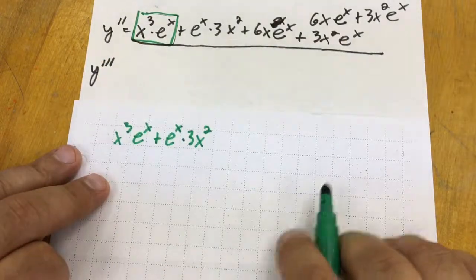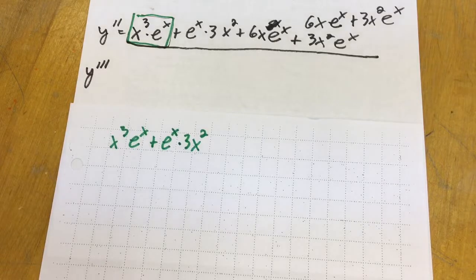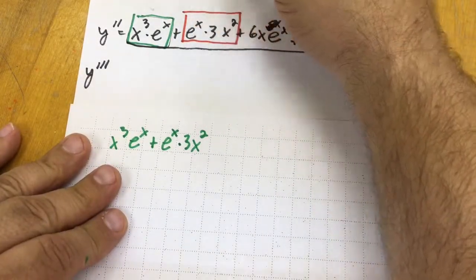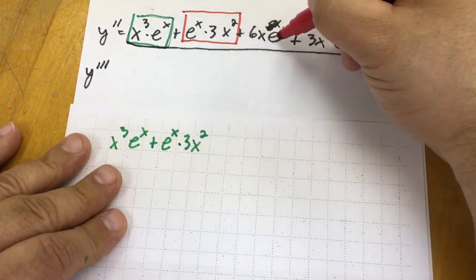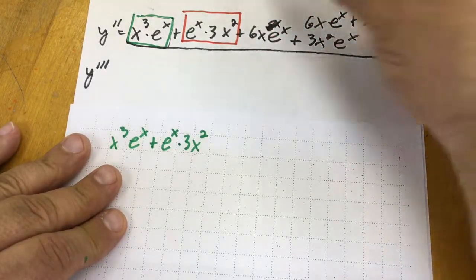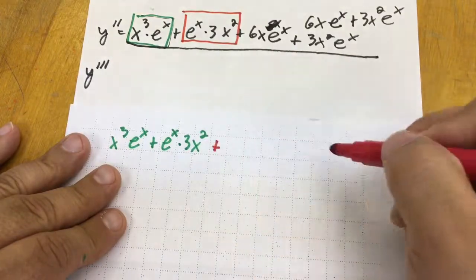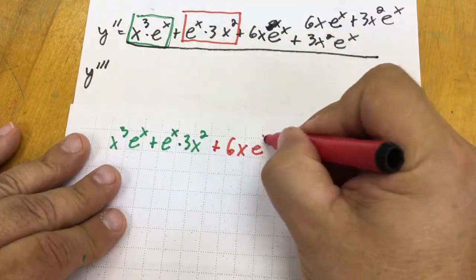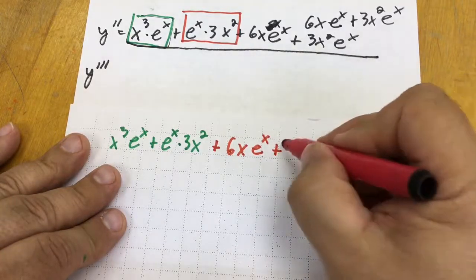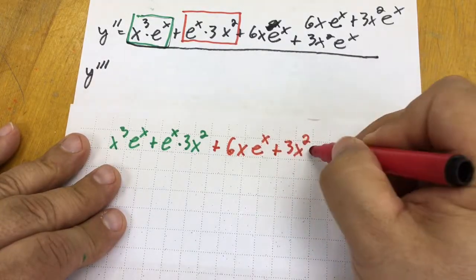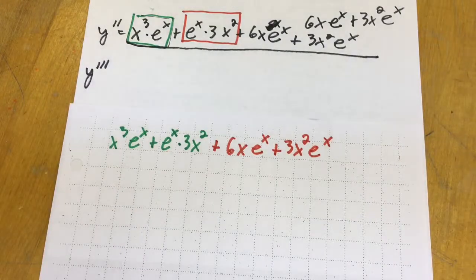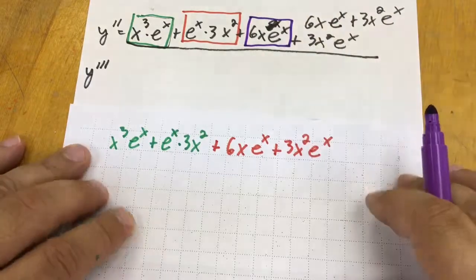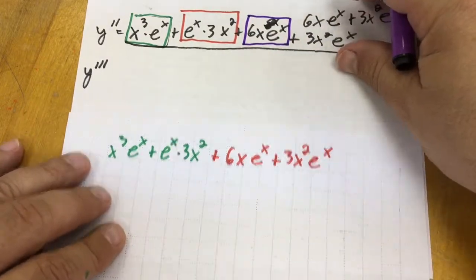So that one's done. Now I'm going to find the derivative of the second term, which I added over here. And that was this. So that's going to give me plus 6x e to the x plus 3x squared e to the x. Now I have to find the derivative of this. And I'm just going to do a little side work.